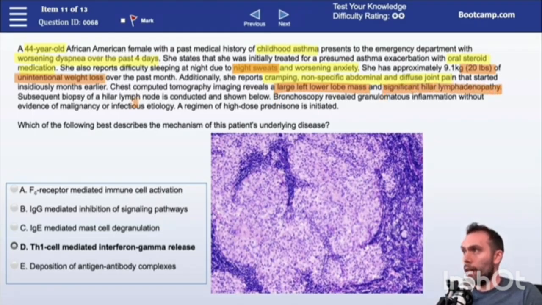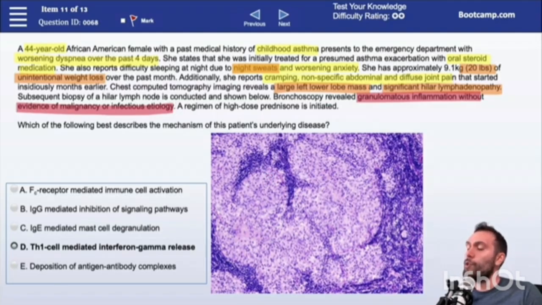Subsequent biopsy of a hilar lymph node is conducted and shown below. Bronchoscopy revealed granulomatous inflammation without evidence of malignancy or infectious etiology. Okay, a regimen of high-dose prednisone is initiated, and here is the biopsy of that hilar lymph node.